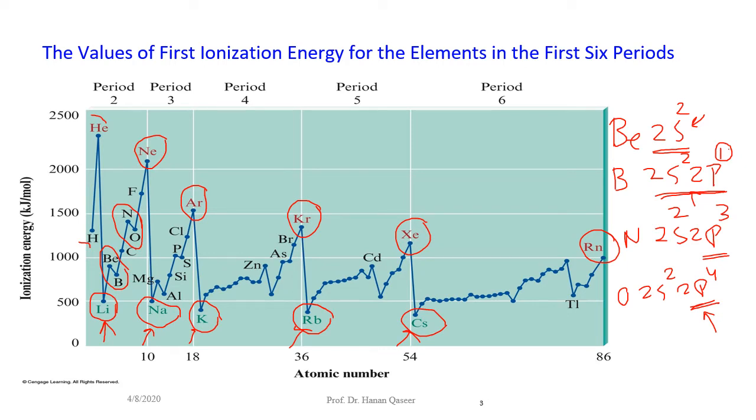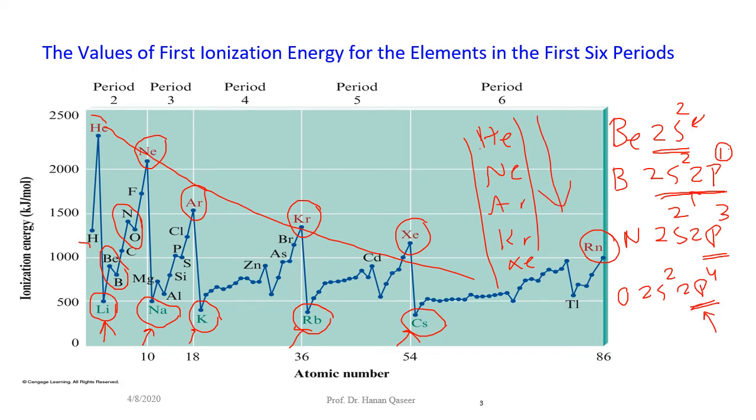Now for the group, if we take the group of noble gases: helium, neon, argon, krypton, xenon, and radon. From the figure you see that ionization energy decreases going down in a group, because the size increases and therefore it is easier for the atom to lose electrons. The same thing if you take any group 1A: lithium, sodium, potassium, rubidium, and so on.